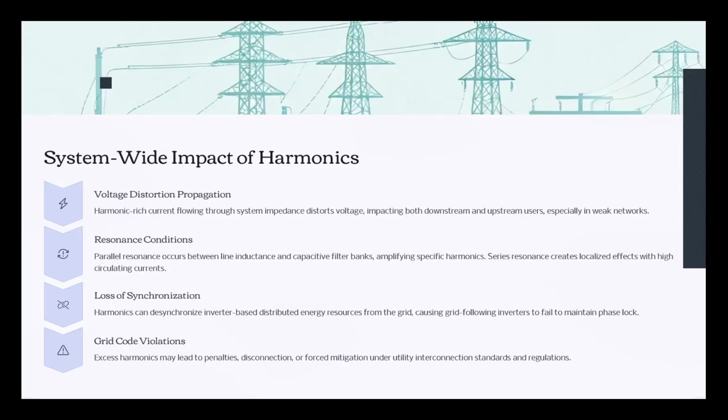Now, harmonics can also cause grid-forming and grid-following inverters that are distributed energy resources to lose synchronization with the grid. This loss of synchronization can also make renewable energy resources unstable, so it reduces their ability to support the grid, and it leads to disconnection of that equipment. Excessive harmonics may also violate grid codes and interconnection standards. So basically, we can face penalties, forced equipment modification, or disconnection from the utility.